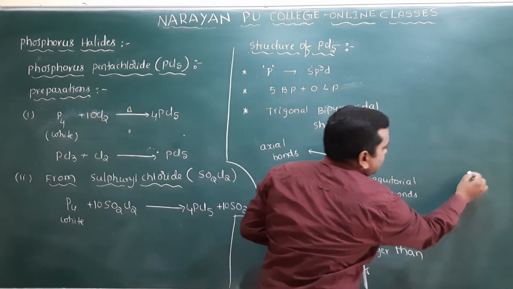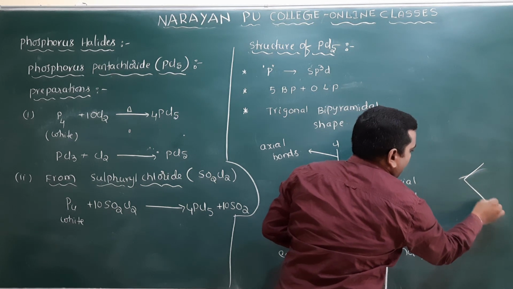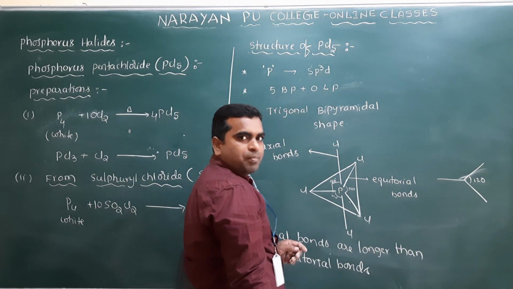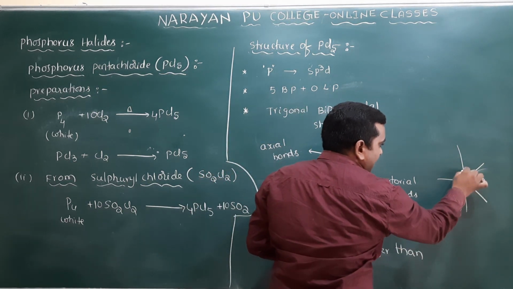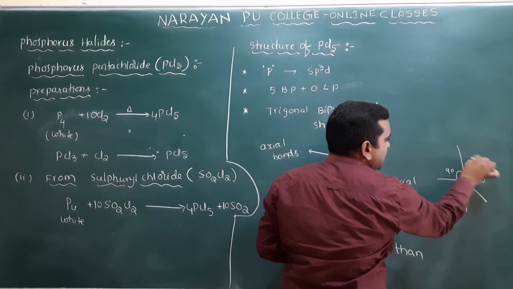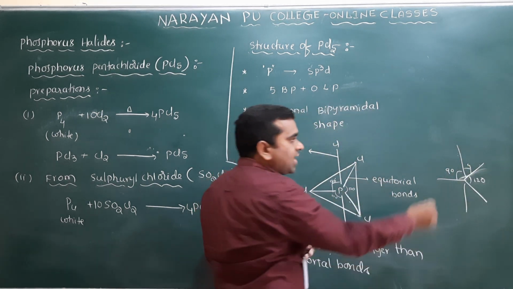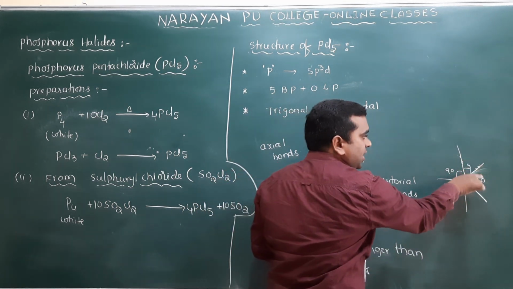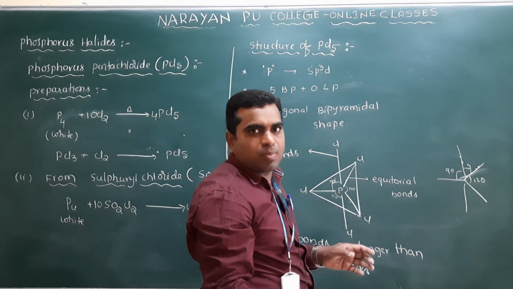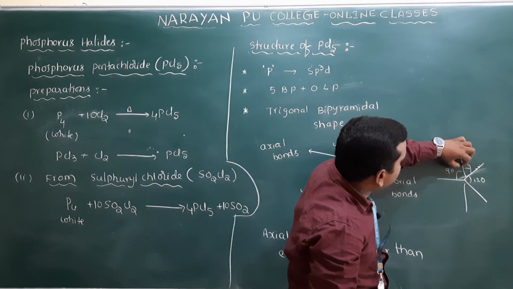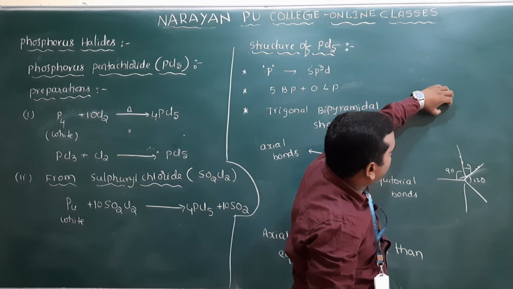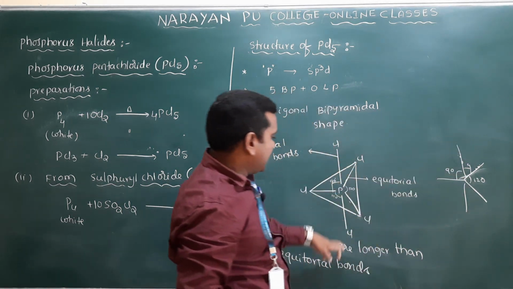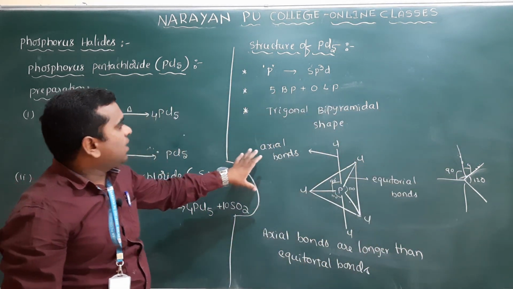You know that there are 3 equatorial bonds here. Among these, the bond angle is 120. But the axial bond makes a 90 angle, which means these bonds are very close to each other. When they are very close, electrons will be there and repulsions will be there, and whenever there is repulsion, the molecule becomes unstable. To avoid that repulsion, these bond electrons move away from the equatorial bonds. Then bond length increases. That is the reason. So this is about the structure.